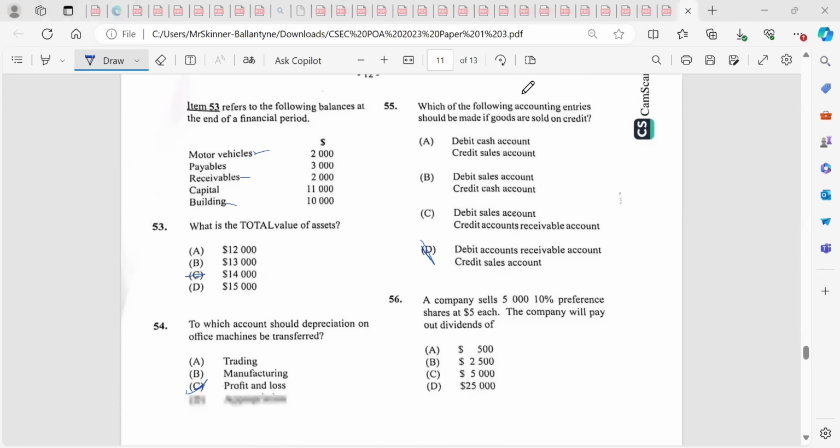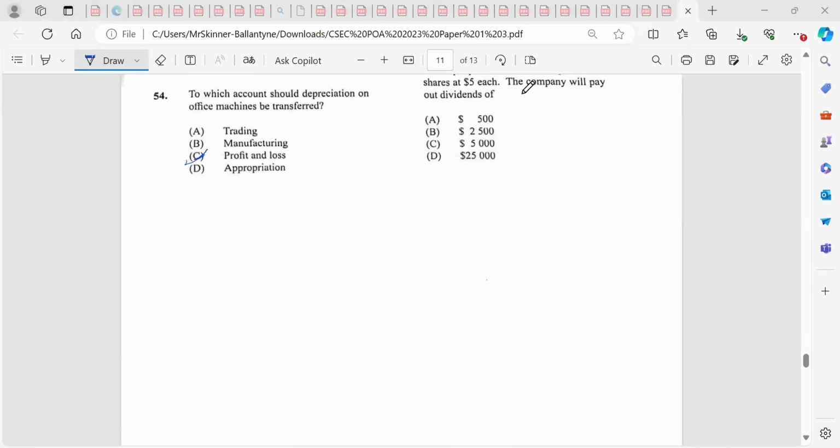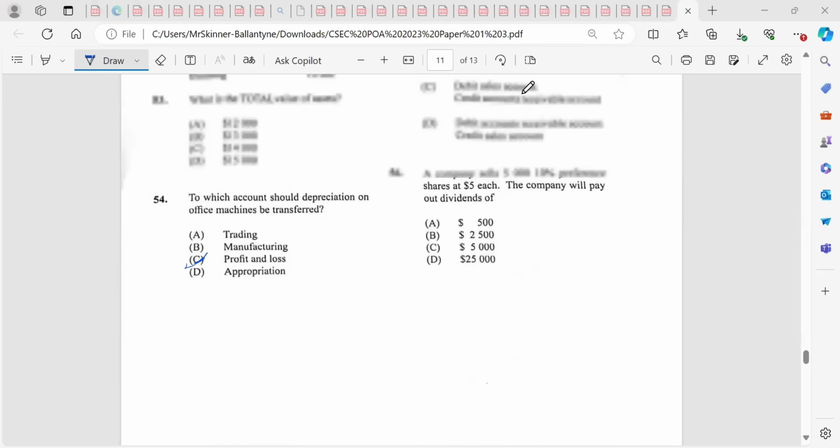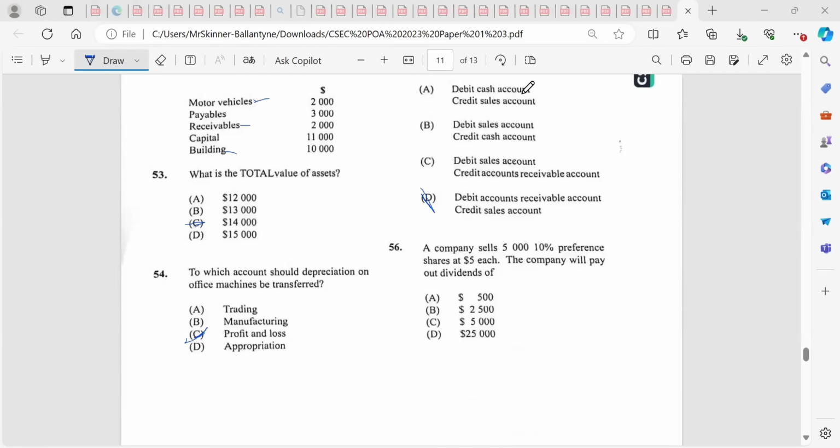Number 56. The company sells 5,000 10% preference shares at $5 each. The company will pay out dividends of, so 5,000 shares at $5 each is $25,000 in all. If it's a 10% preference share, that means the dividends are 10%. 10% of 25,000 is 2,500.